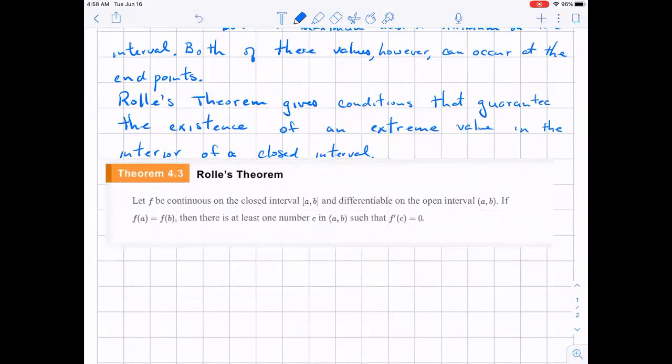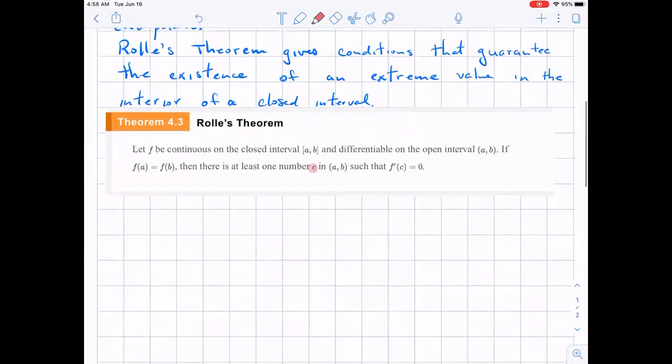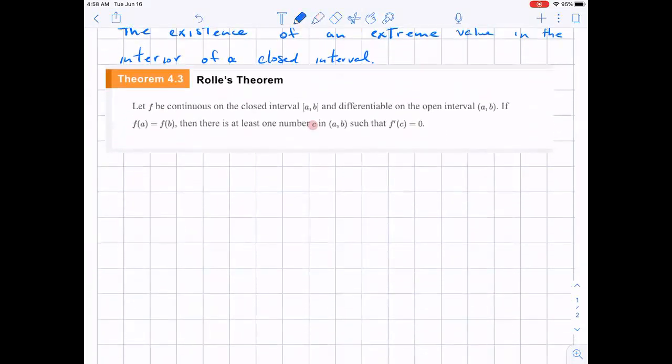If we look at the definition of Rolle's theorem, it says let f be continuous on the closed interval [a, b] and differentiable on the open interval (a, b). If f(a) equals f(b), then there is at least some c in the open interval such that f prime of c is 0. Keep in mind the c value here is some x value. If we look at a picture of this, you'll see quite clearly what they're referring to.